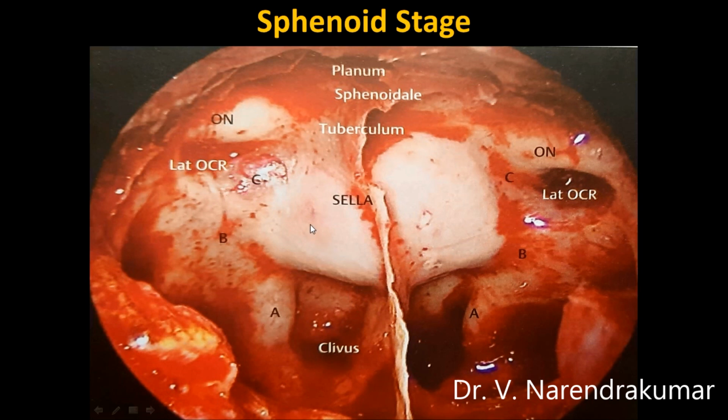The clivus, sellar, tuberculum, and superior to that is the planum sphenoidale. These are the midline structures. Lateral to it is the lateral opticocarotid recess. You will see the optic nerve impressions. This is the paraclival carotid, cavernous carotid, and the paraclinoid part of the carotid.